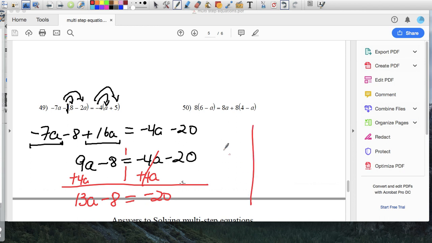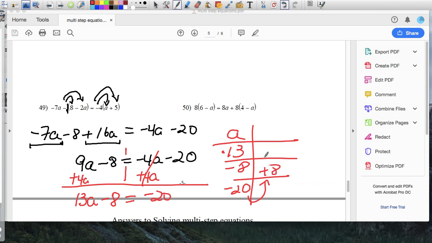I can now write my story. So it's going to be my variable a multiplied by 13, minus 8. That gives me negative 20. Going back is plus 8 divided by 13. And that gives me whatever answer. So let's do that. And I'm going to bring that over here on top because I run out of room. So the first thing it tells me to do is do plus 8. So I'm going to do plus 8 on both sides.